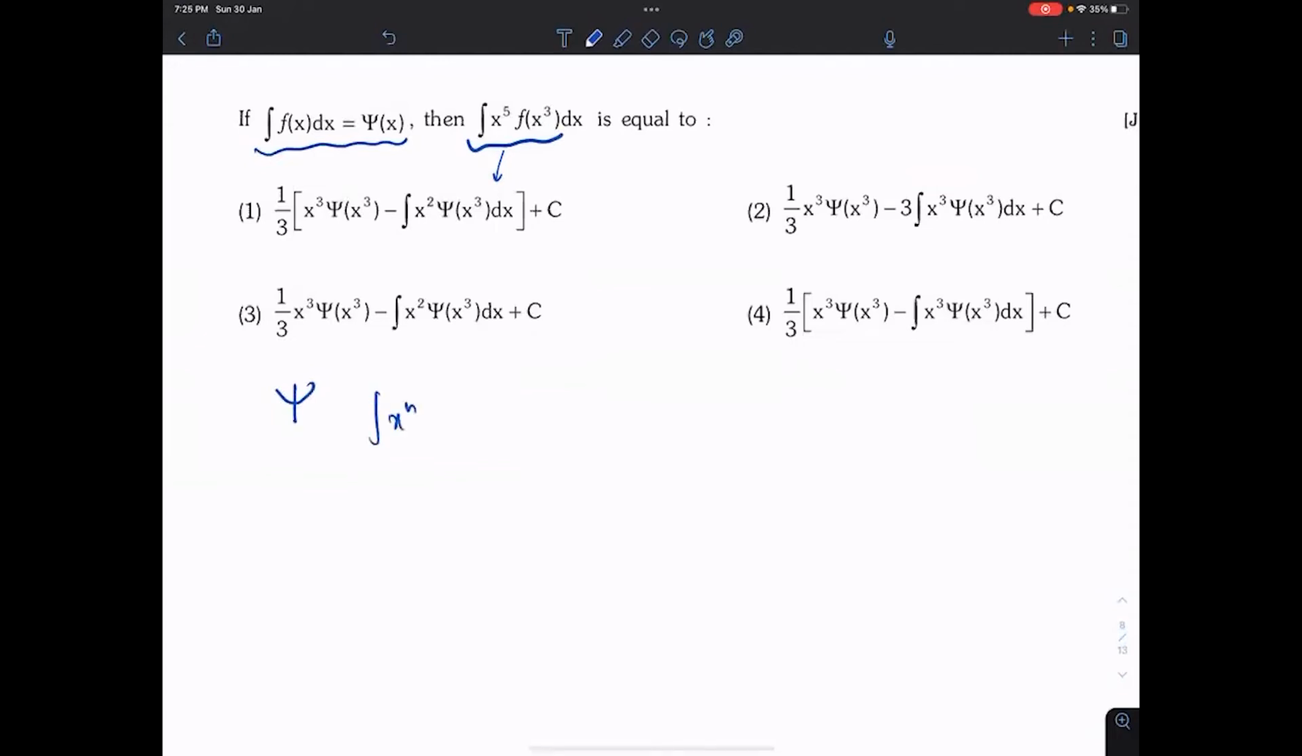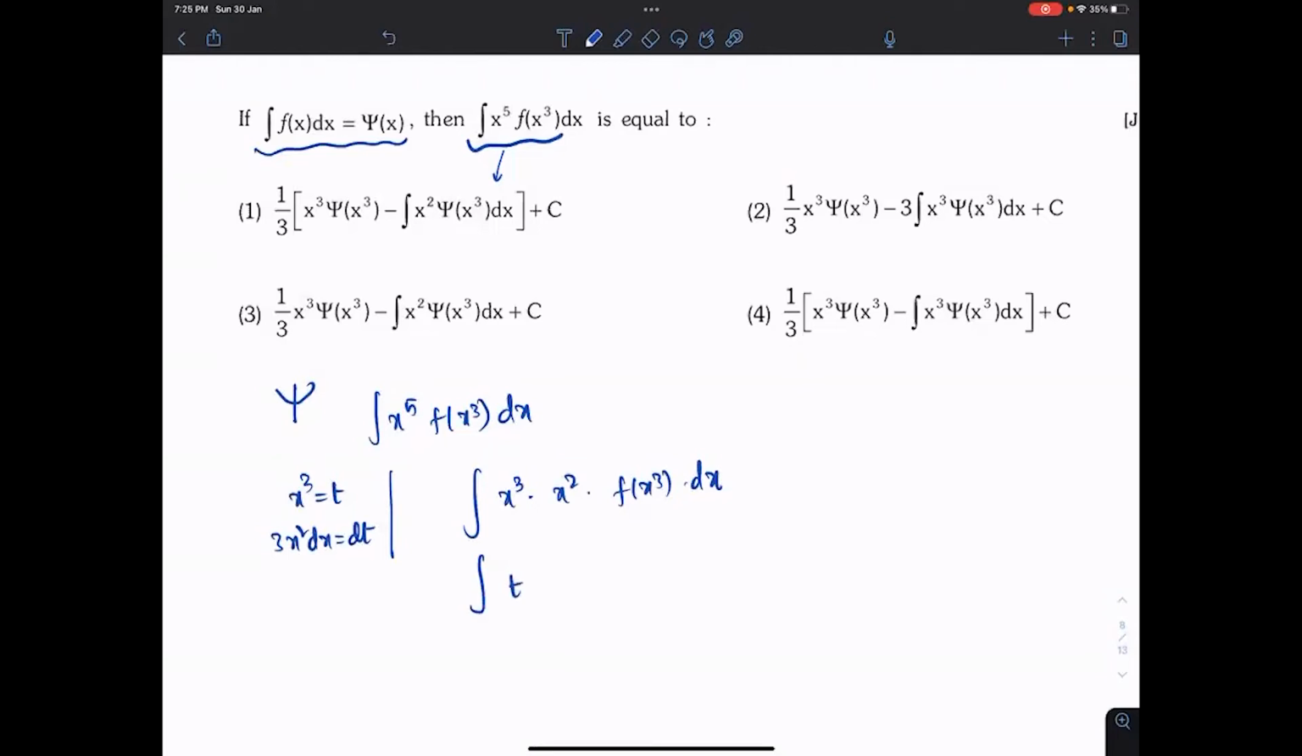The integral is x power 5 f of x cube dx. Now what we'll do is first, obviously, take x cube as t. Then 3x square dx will be dt. So integral x power 5 can be written as x cube into x square into f of x cube dx. Now x cube is t, and x square dx will be nothing but dt by 3, f of t.